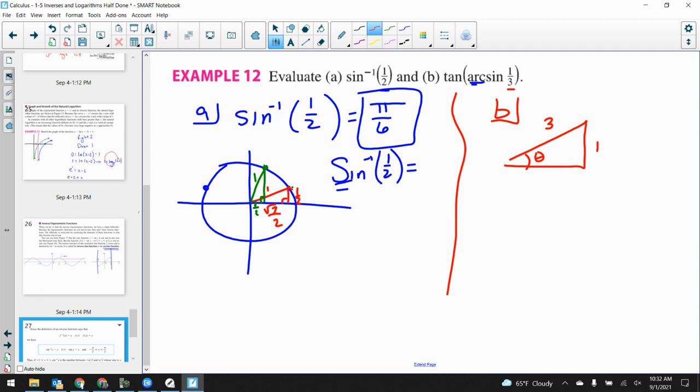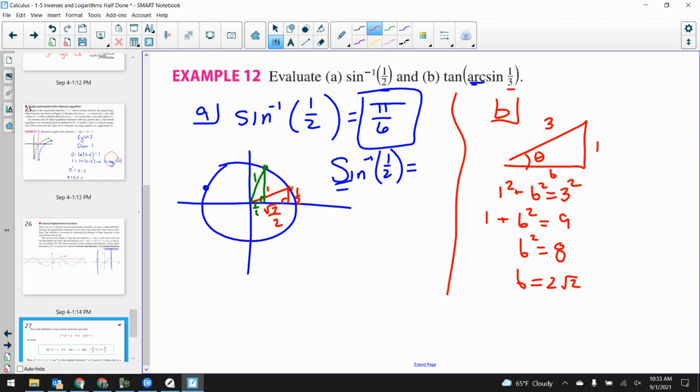And I know that the angle theta here, I can find the other side length: 1 squared plus b squared is equal to 3 squared. So b squared plus 1 is equal to 9. So b squared is equal to 8. Or when we square root it, 2 radical 2. So we got 2 radical 2.